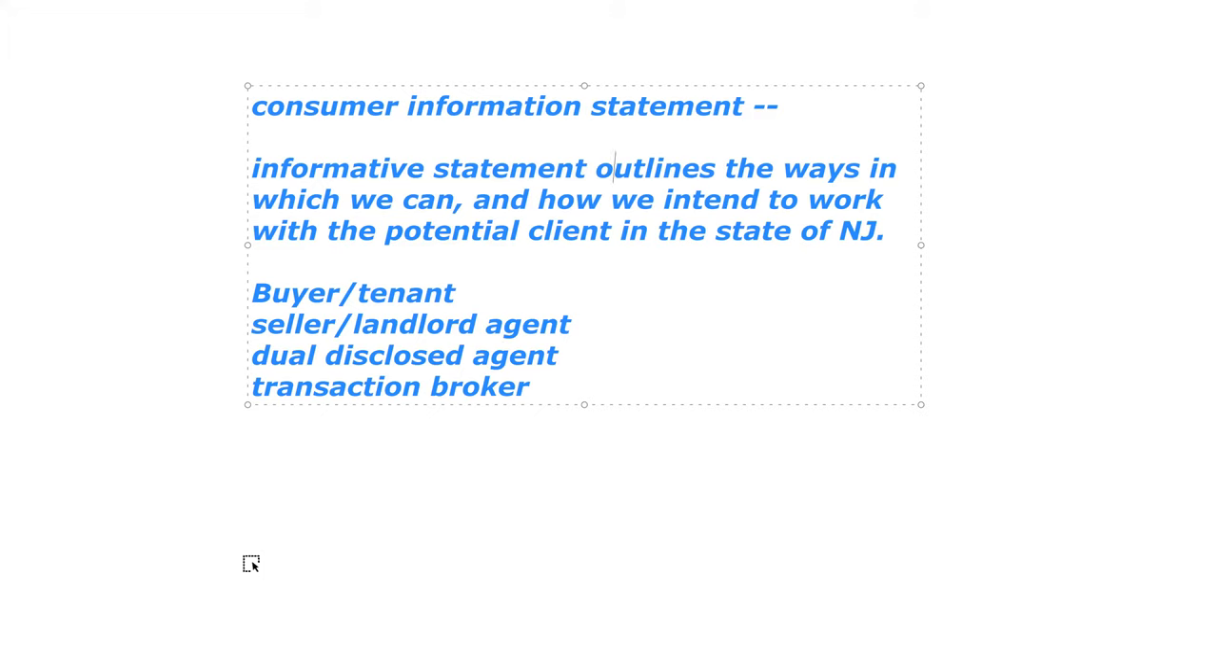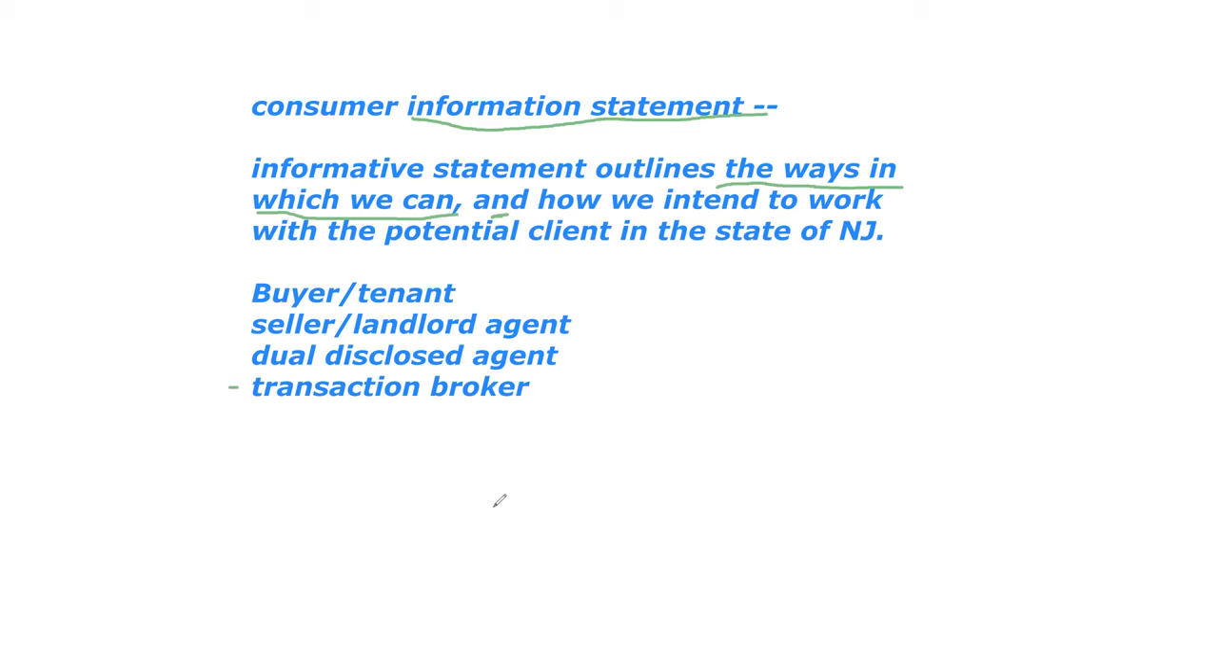So Kevin said this has to be presented to buyers or sellers at the earliest possible time. Yes, absolutely. Because here's why. It tells them. So KDS, is my answer right? And you said it defines types of agents. So yes, it does. It's two parts. It does outline the ways in which we can work with them, which would be your answer, right? And how we intend to work with the potential client. So if your intent is that you're going to be a transaction broker, that's why you need to disclose it to them. You need to say, here's an informative statement of how I can work with you and how I intend to work with you.